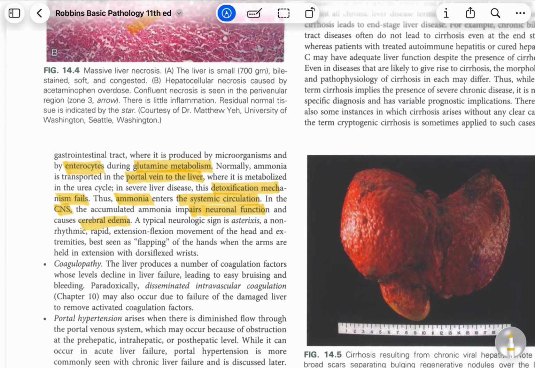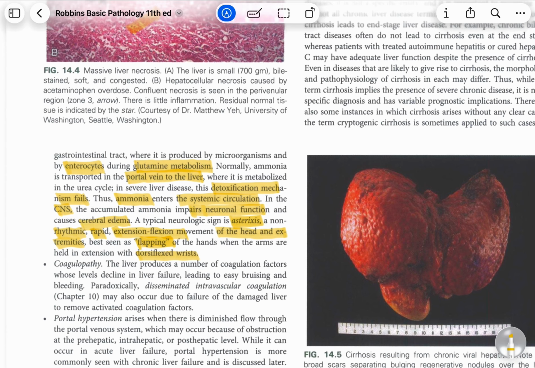So a typical neurological sign is asterixis, which is a non-rhythmic rapid extension-flexion movement of the head and extremities, best seen as flapping of hands when the arms are held in extension and the wrist is dorsiflexed. So this sign can be elicited in the patient. We can check for it, and this is the worst case scenario.